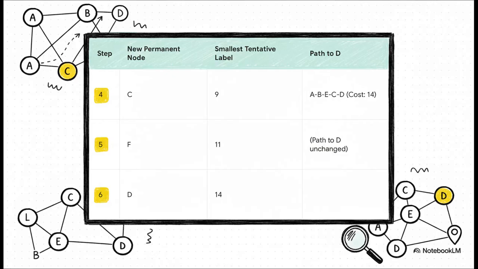So the next few steps just follow that exact same logic. The algorithm would scan the tentative nodes still on the board, G at 6, C at 9, and F at 11, and it would pick the smallest one, which is G. After exploring from G, the next smallest is C, which becomes permanent, and bam, that finally reveals a path to our destination, D, with the total cost of 14. After F gets its turn, the very last tentative node is D itself. The algorithm makes it permanent, and the puzzle is solved.